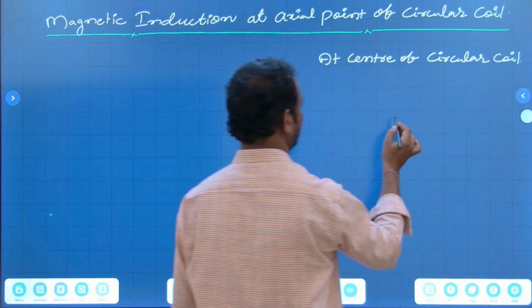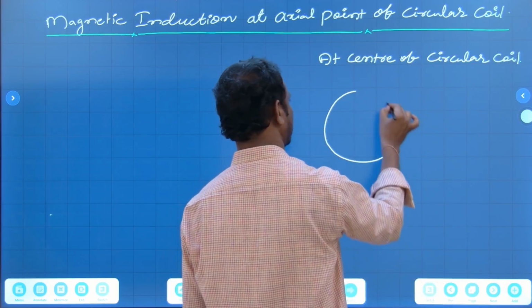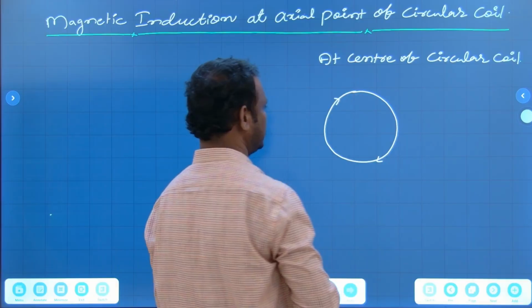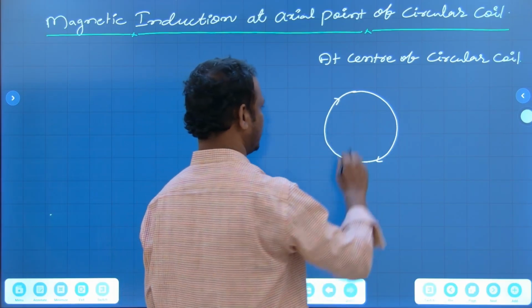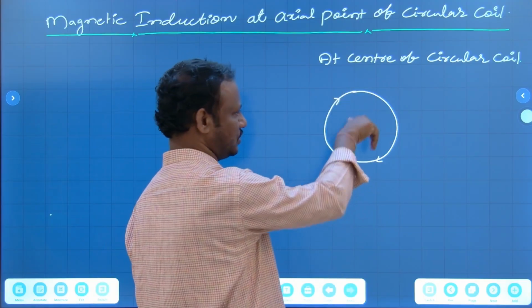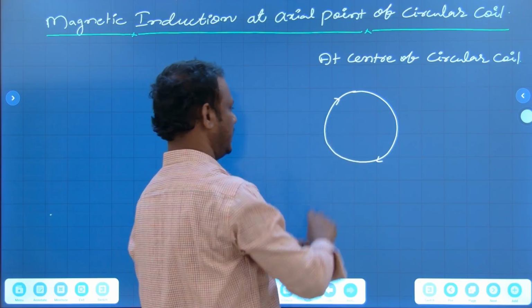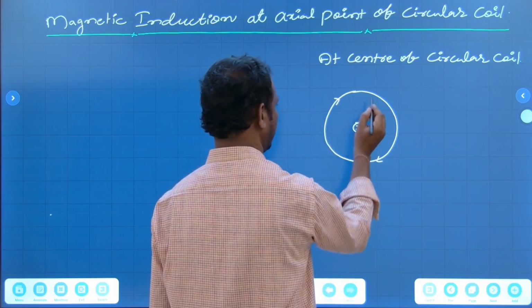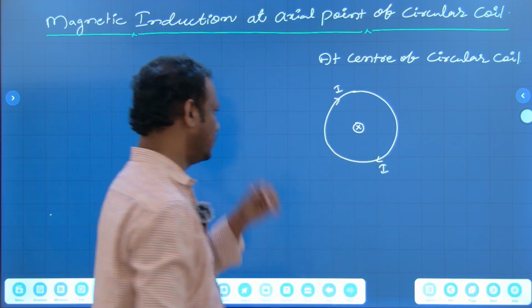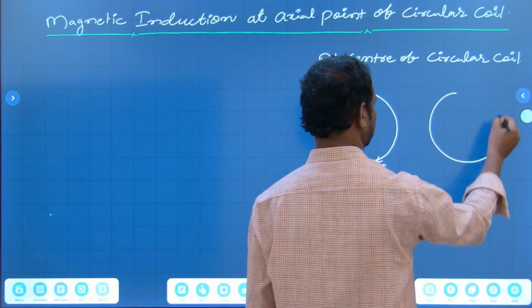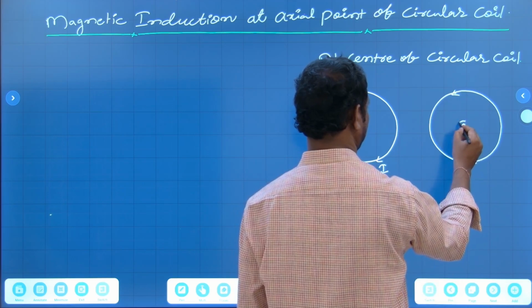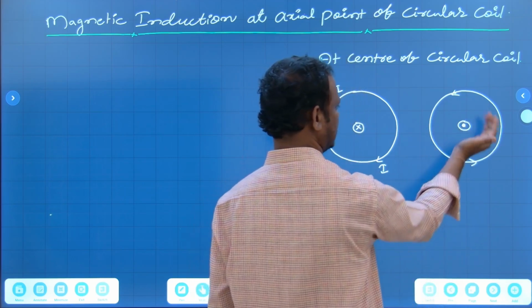So here we have taken a current carrying coil. Its current is passing this way, in a clockwise direction. Clockwise means I should use the Ampere's right hand curly fingers rule, and the field is into the plane. In the next one the current is the opposite, so it is a dot, out of the plane, because of the curly finger direction.